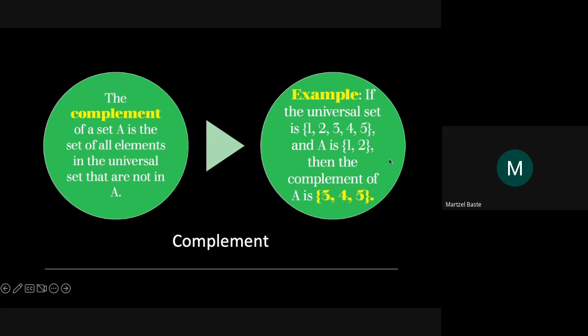So that's the complement of a set. You have a lot to memorize, so just review this because I'll be posting it in our Schoology. So that's the complement of a set: any elements in the universal set that are not in the set.